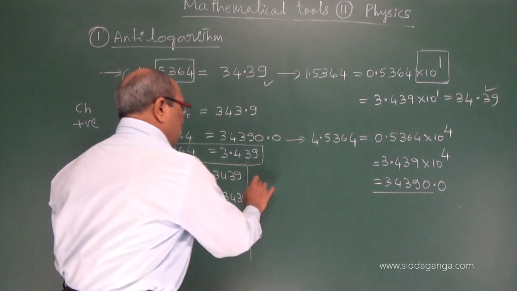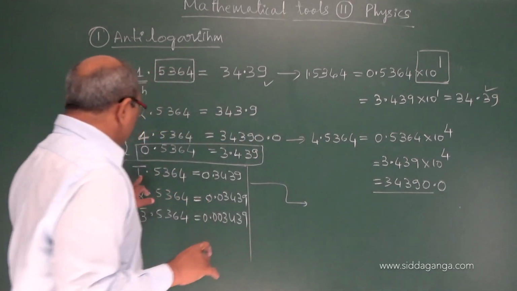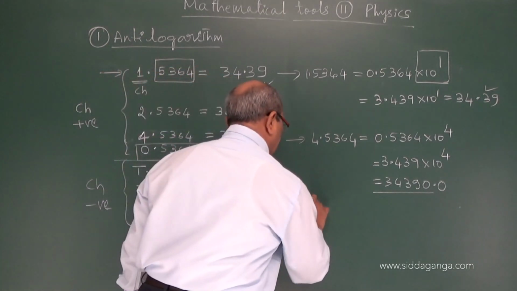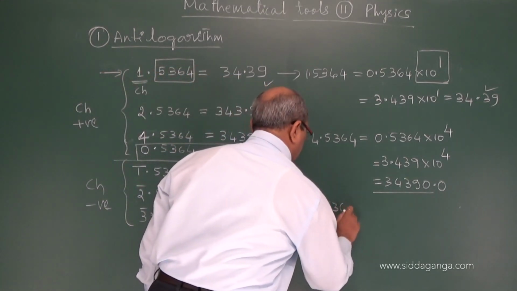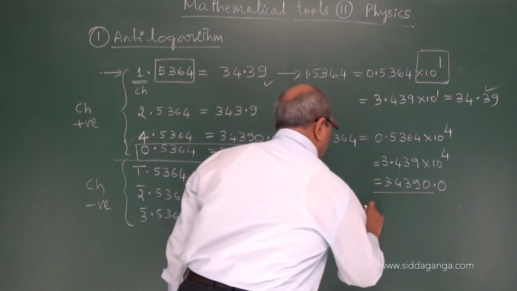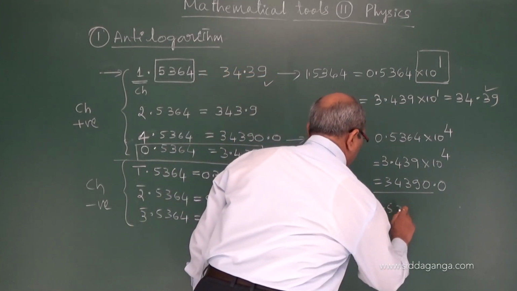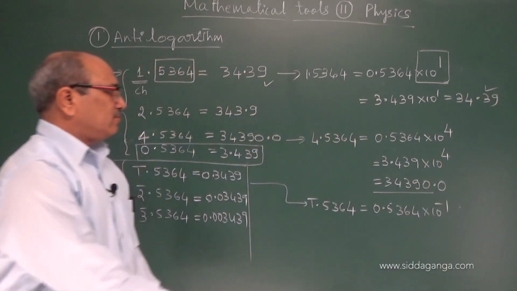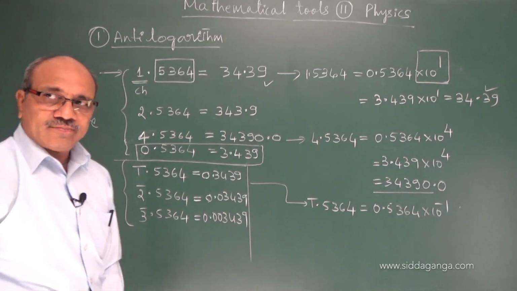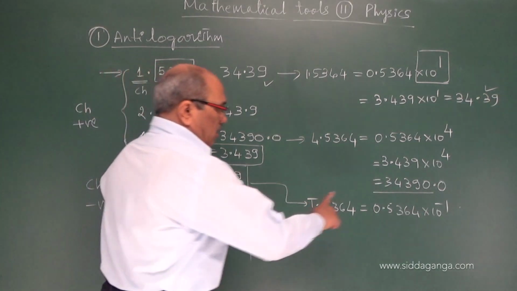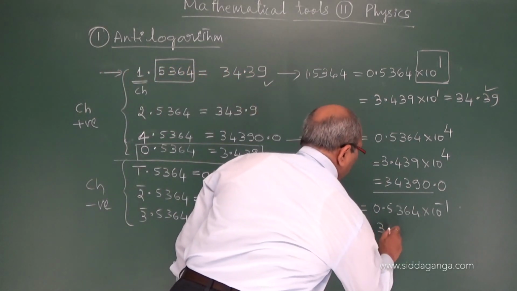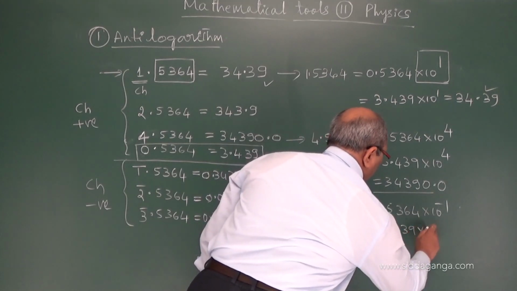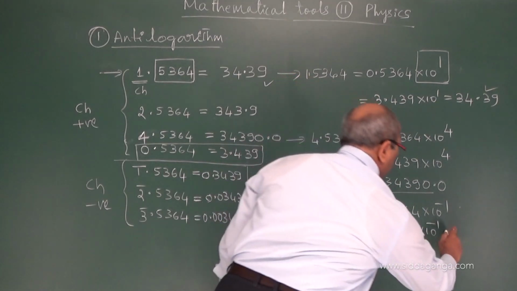You may have doubt in this. Bar 1 point something. Let us take bar 1.5364. I can write it as 0.5364, since bar 1 means 10 power minus 1. Right? Now for this you got 3.439 into 10 power minus 1. What do you write?